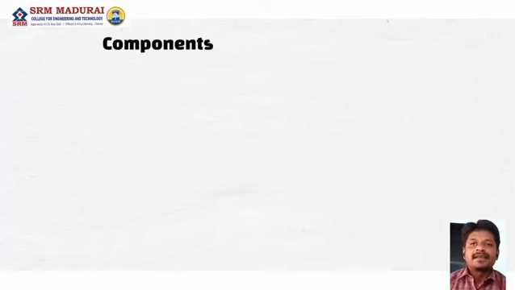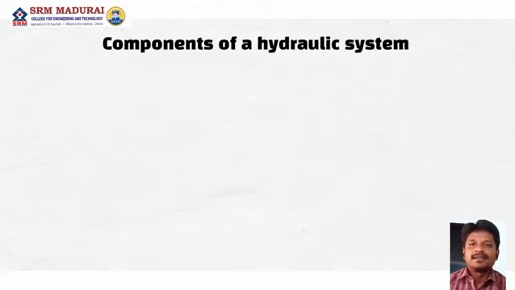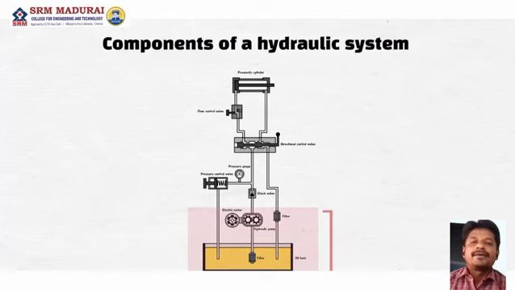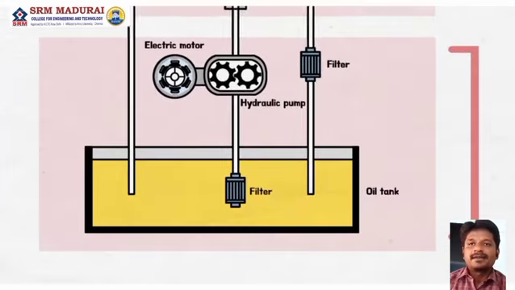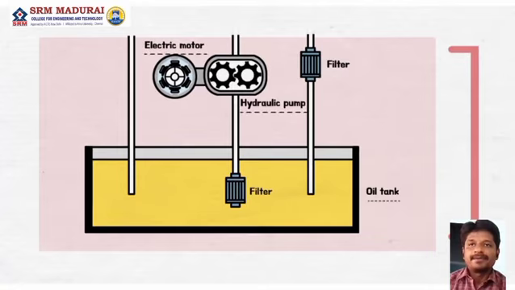Let's go through the units consisting of the hydraulic system. The hydraulic system can largely be divided into three parts: a hydraulic generator, a hydraulic controller, and a hydraulic drive unit. Let's delve deeper into the hydraulic generator. The hydraulic generator comprises an oil tank, an electric motor, and a hydraulic pump.